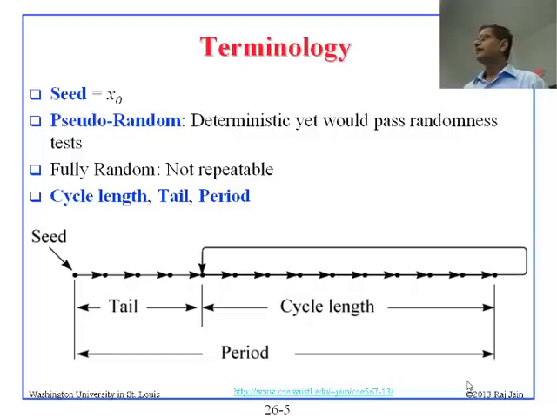So yes, if you have a generator where the tail is very large and the cycle is very small, that would be really bad, because once you reach that point, then you are repeating. So yes, your observation is correct. If I were given a choice, I would rather have a large cycle than a large tail.